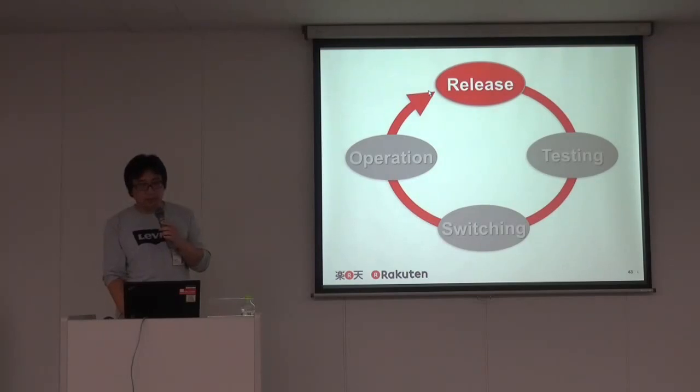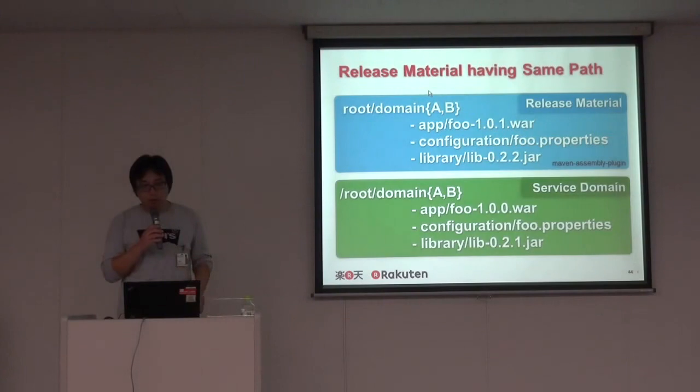The first phase is application release. A rule for application release is that the release material has to keep the same directory structure as the production environment. We can release any applications by keeping this rule. If you use Maven, I would like to recommend the assembly plugin. When building an application, Maven's assembly plugin can deploy files to a predefined directory.